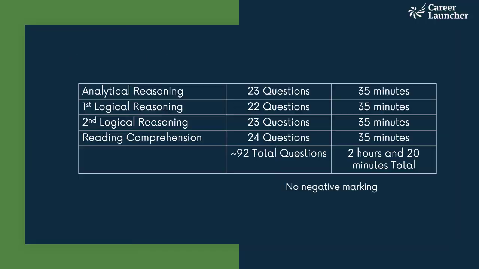What is the test pattern? The test has 4 sections: analytical reasoning, 2 sections of logical reasoning, and 1 section of reading comprehension. Each of these sections is timed. You get 35 minutes to solve each of these sections. The number of questions in each section would be about 22 to 24, totaling about 92 questions, and a total of 2 hours and 20 minutes. There is no negative marking in this test.